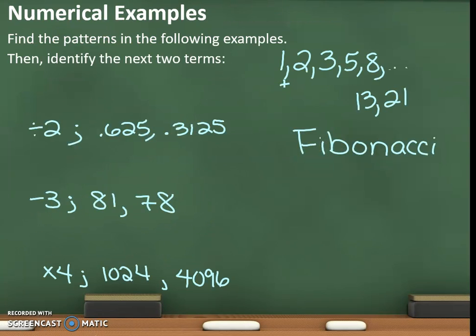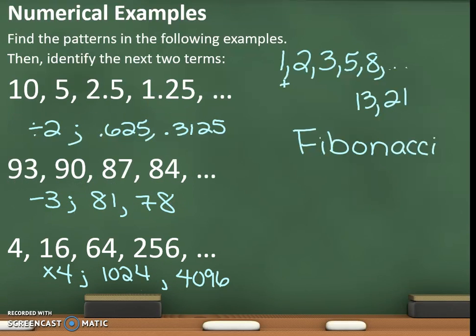So we're going to look at some examples and find patterns of the following examples. We're going to identify the next 2 terms. So take a look at the first pattern. You have 10, 5, 2.5, 1.25. So what is happening is the rule is divide by 2. And the next 2 terms will be 0.625 and 0.3125. So I just divided by 2 every time. So the pattern is divide by 2.